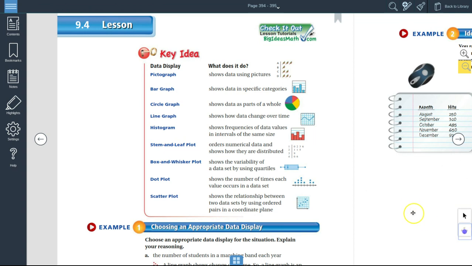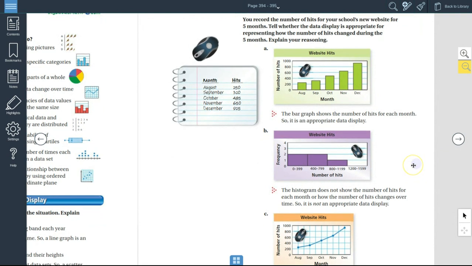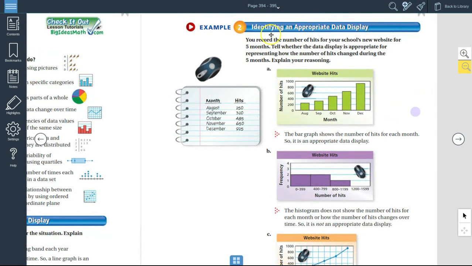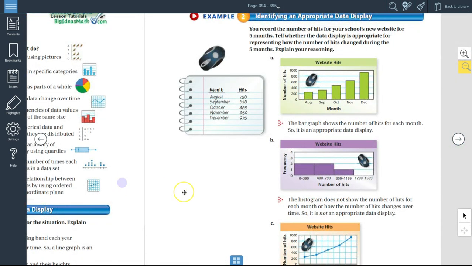Let's take a look at 3 different graphs here. You need to be able to identify the appropriate graph. So identifying the appropriate data display, sometimes you'll get data and you'll need to pick which one of these to put them into. Here's something here. Let's read this right up above. You record the number of hits for your school's new website for 5 months. So it records the number of hits every month.